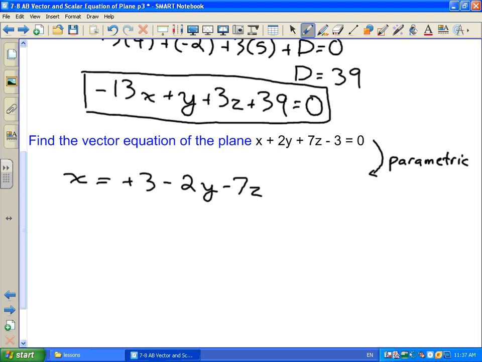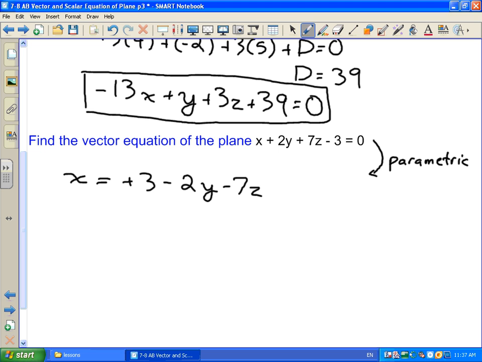So why did I choose to rearrange this for x first? Well, if I had chosen to rearrange for y, which I could have done, I would have had to divide everything by this 2, and then I would have ended up with fractions, and I don't like working with fractions if I can avoid it. So I can avoid it in this case, so I chose to solve for x, just because it was the easiest thing to do. So that's one part of my parametric equation.